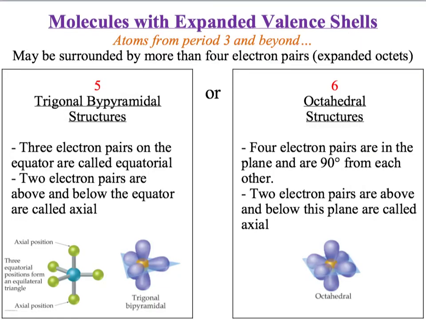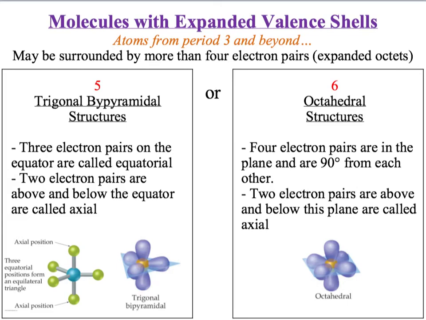Some molecules, which we've talked about, have expanded valence shells, meaning they may be surrounded by more than 4 electron pairs. That means they have expanded octets. Molecules with 5 electron domains have what's termed a trigonal bipyramidal electron geometry. Of those 5, we have 3 electron pairs on the equator. You can see this blue triangle shown here. That's our equator, and 3 of those electron domains are shown there. 2 electron pairs are above and below this equator, and we call these 2 axial electron pairs.